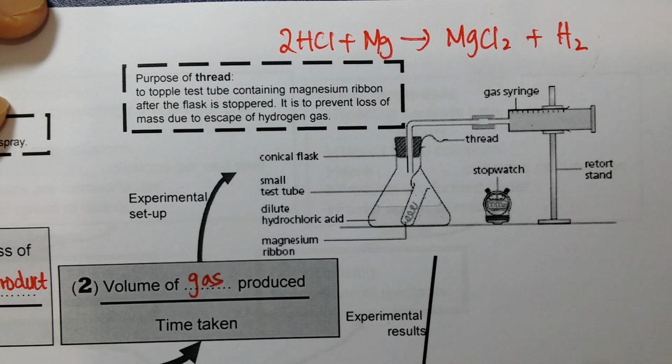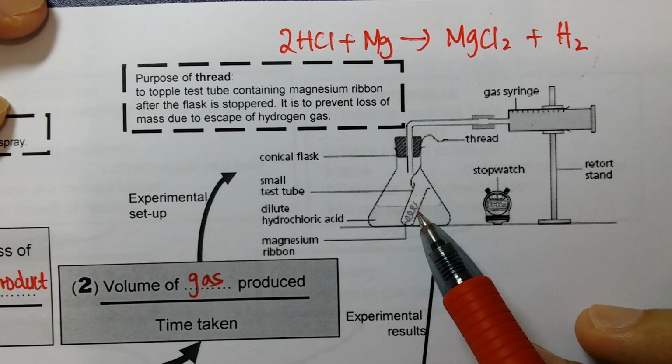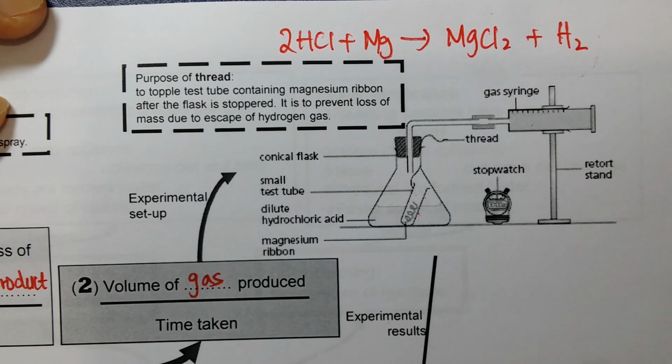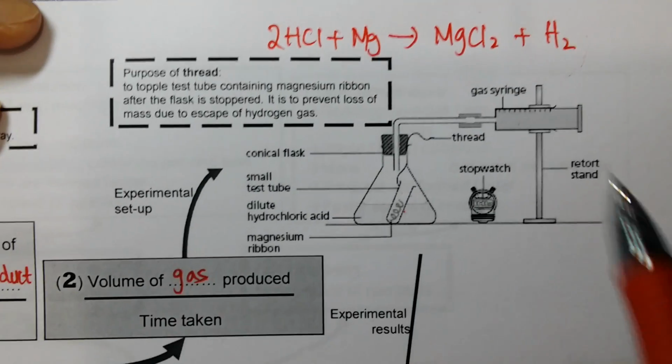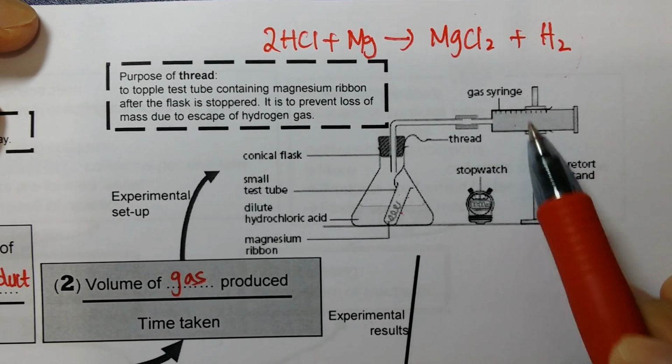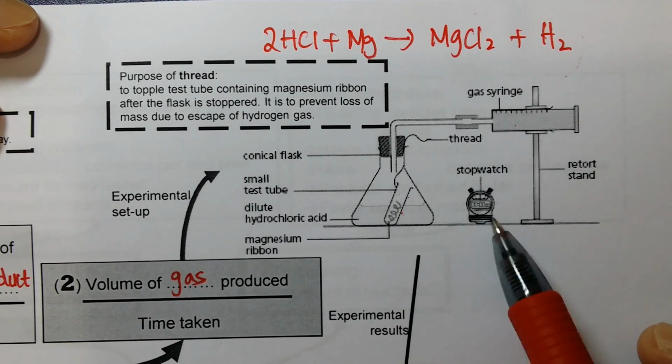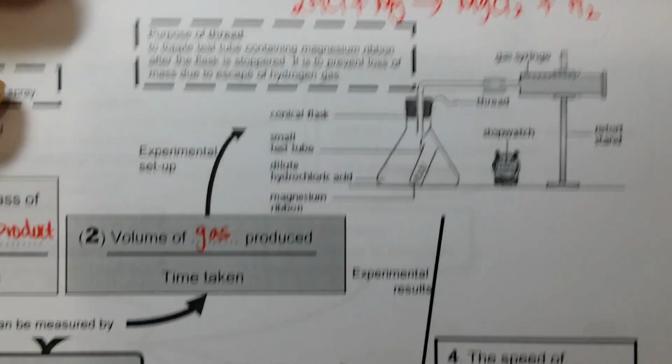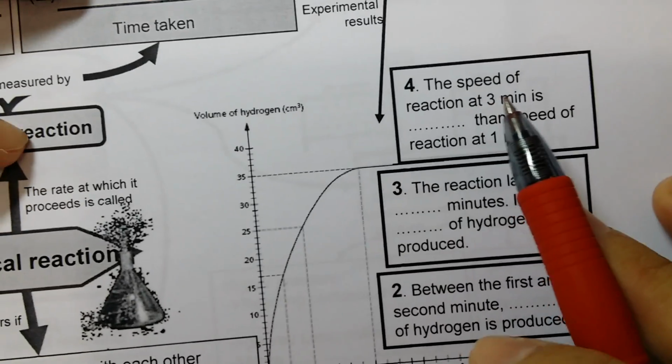Okay, and of course, when we topple the test tube containing the magnesium ribbon, that is when we start the stopwatch. So we can measure the volume of the hydrogen gas collected here against the time, and after that we can plot the graph. So this is the graph.